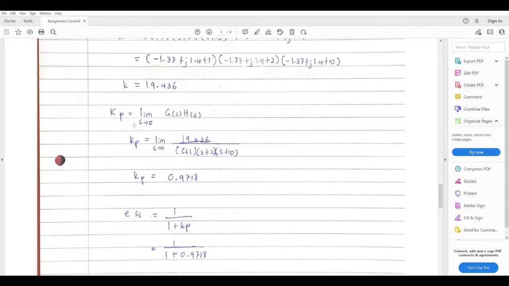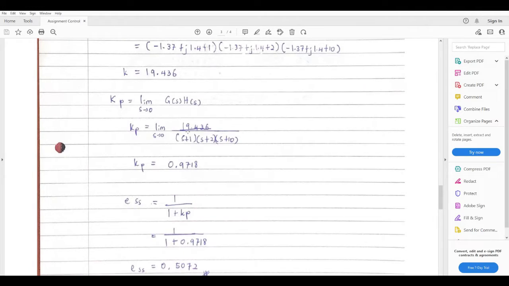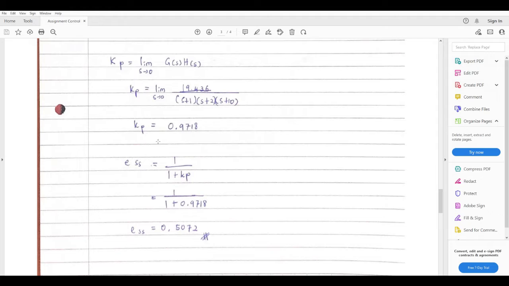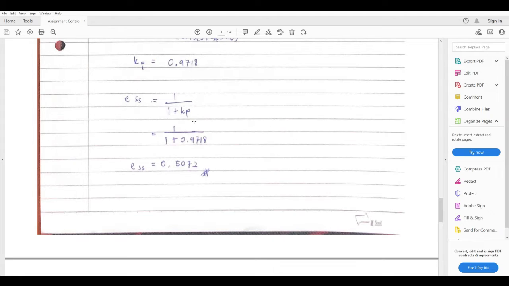Then we will find the KP. This is the value limit GS HS. So we take the gain 19.436 and divide by the denominator S plus 1, S plus 2, S plus 10. Then the value we get is 0.9718. Okay, so lastly we will find the steady state error as the question requested.